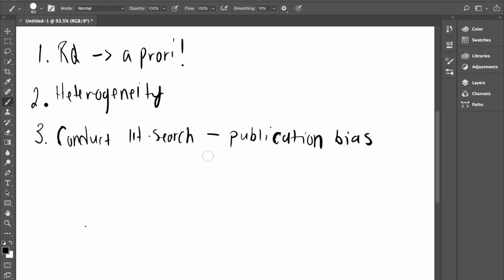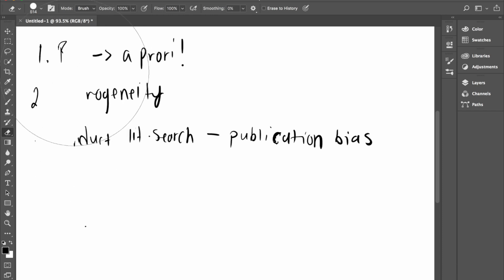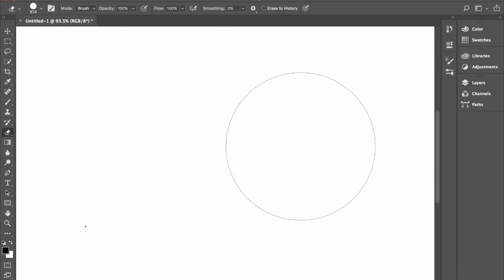Now, how do we actually go ahead and detect that publication bias? We're still in the third step. This falls under the third step, the conduct of the literature search. So how do I go about detecting publication bias? There's a method called the funnel plot, and it's essentially a graphical method that helps us detect publication bias. So I'm going to erase this, and you're just going to need to remember that we're on the third step, and we're going to talk about the funnel plot. Okay, the funnel plot, again, is a graphical method that's going to help us detect publication bias.